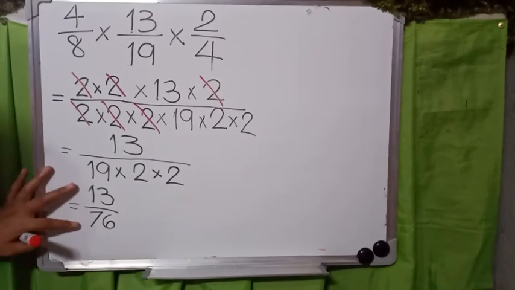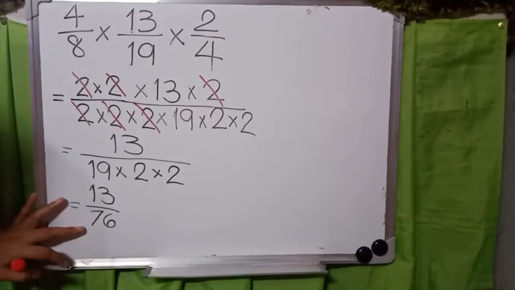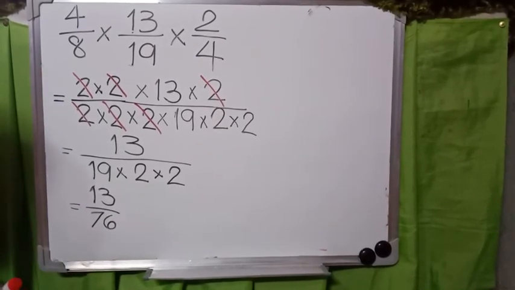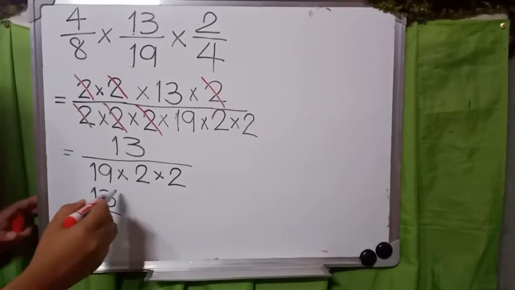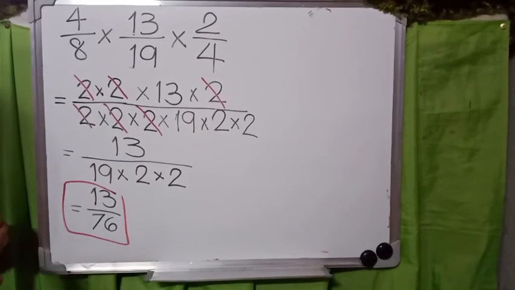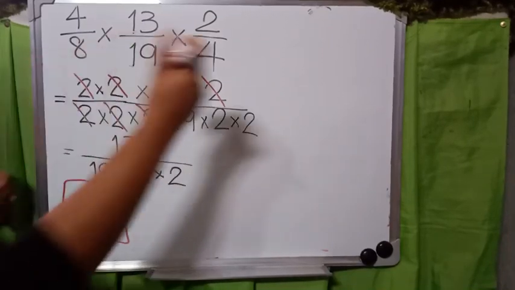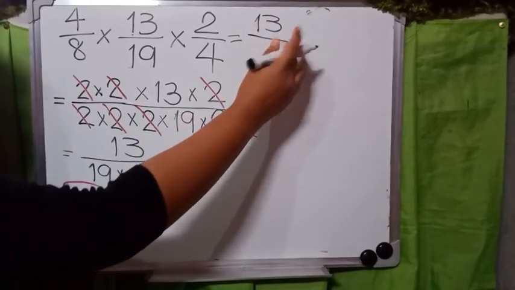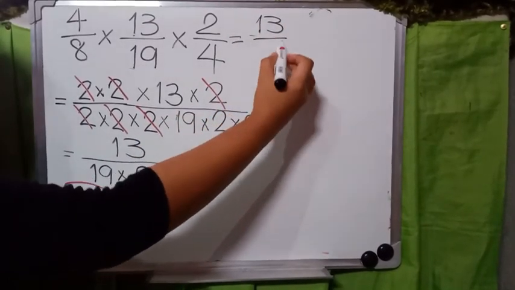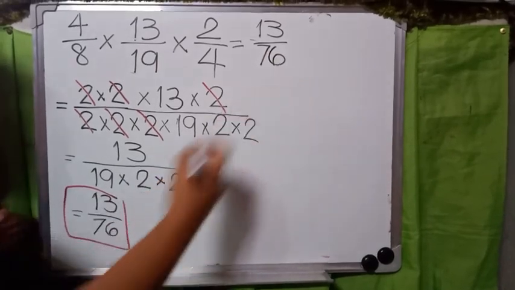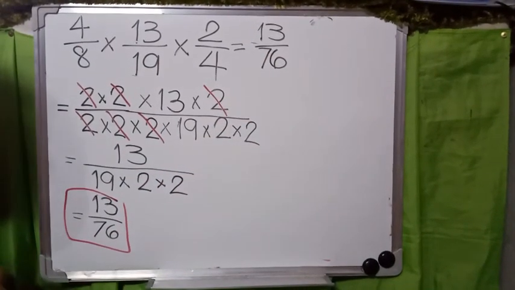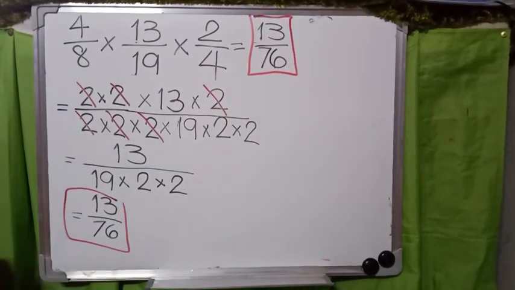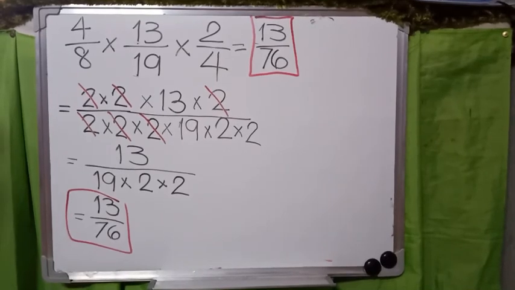Do we have a common divisor between 13 and 76? No more, because 13 is a prime number. So we can say that the answer for these three proper fractions that we need to multiply is 13 over 76. So that is how we solve multiplying proper fractions.